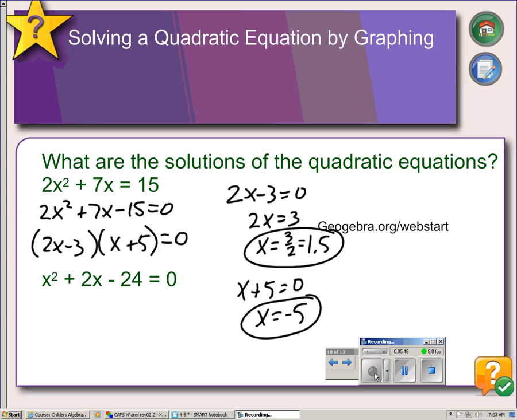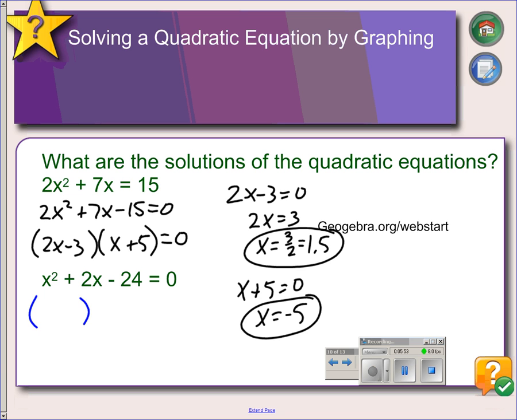Okay, for our second equation, we can solve this by factoring. So we have x and x. 24 is 4 times 6. So if we do plus 6 minus 4, that'll give us a negative 24 when multiplied and a positive 2 when added. So x plus 6 equals 0 when x is negative 6. x minus 4 equals 0 when x is 4. And we could again get these solutions by graphing.